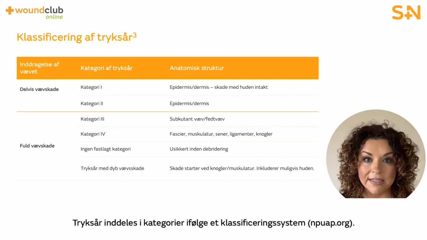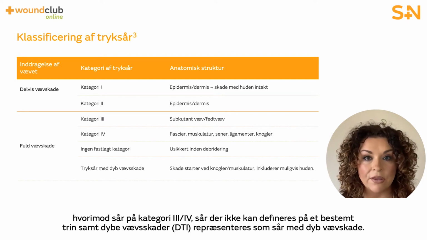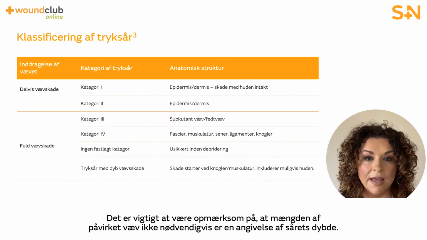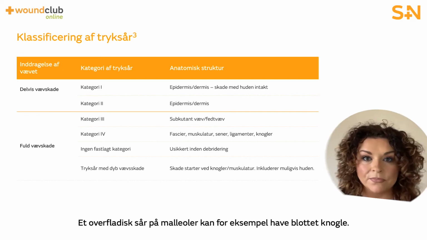Pressure ulcers are categorised according to a classification system. In this table, you can see that Category 1 and 2 pressure ulcers represent partial thickness tissue damage, whereas Category 3, 4, unstageable, and deep tissue injuries, or DTIs, represent full thickness tissue damage. It's important to remember that the tissue involvement is not necessarily an indicator of wound depth. For example, a shallow wound over the malleolus may have exposed bone.